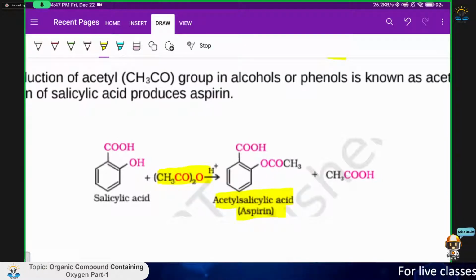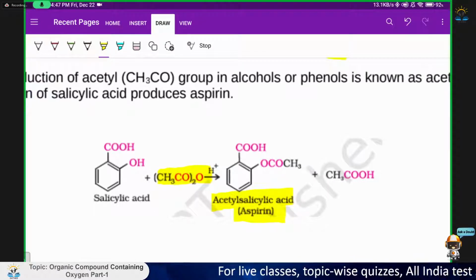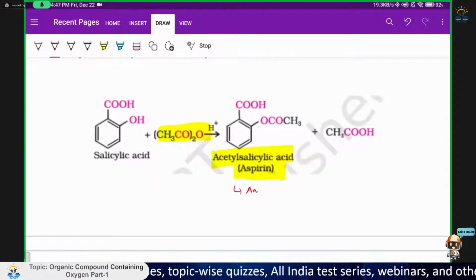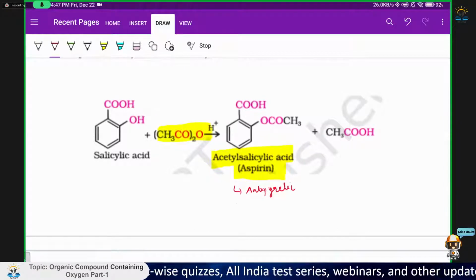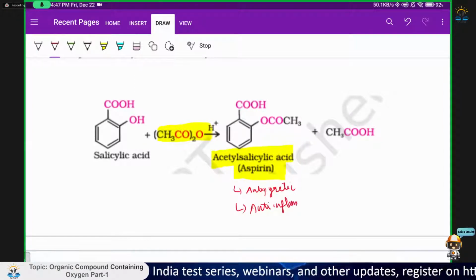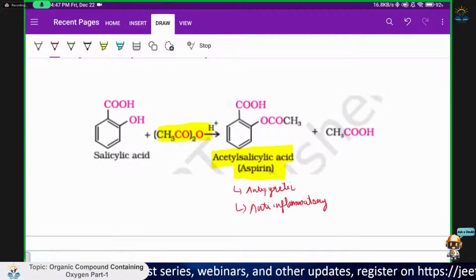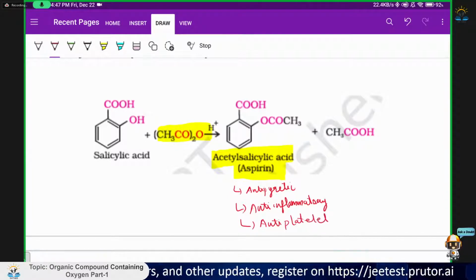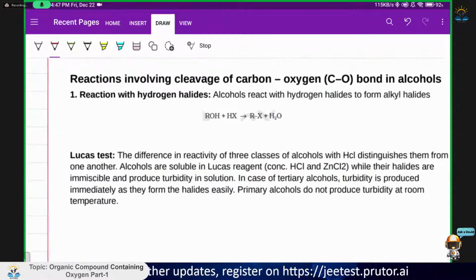Aspirin is used as anti-inflammatory, anticoagulant, antiplatelet. We learn about this in the chemistry in everyday life chapter. Even as an antipyretic. So what are the uses of aspirin? Antipyretic, anti-inflammatory, and antiplatelet. So the action is dependent on the dose.